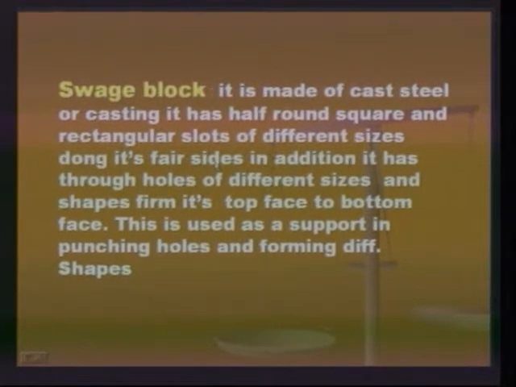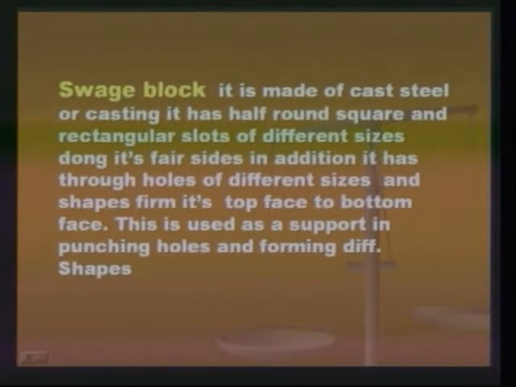The next one is a swage block. It is made of cast steel or casting, with round, square and rectangular slots. Broadly, the swage block consists of different types of holes having different sizes or shapes, such as circular, rectangular or hexagonal. Generally the swage block is used for changing shapes from round to square, or from round to hexagonal. So for that purpose we are using this one.